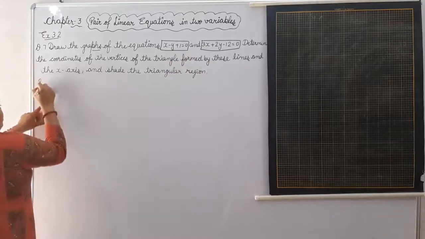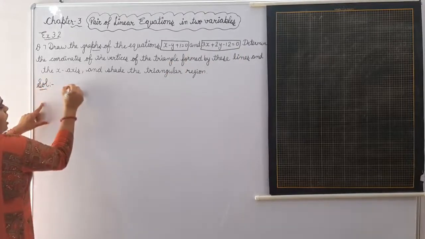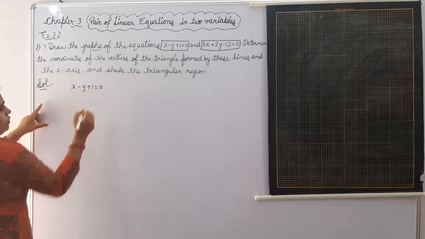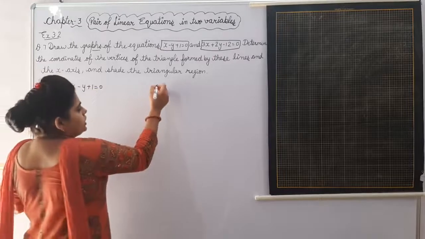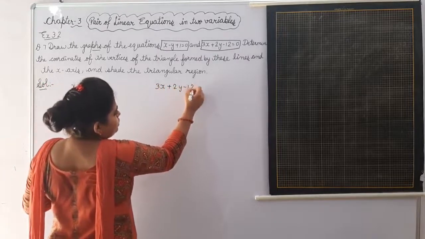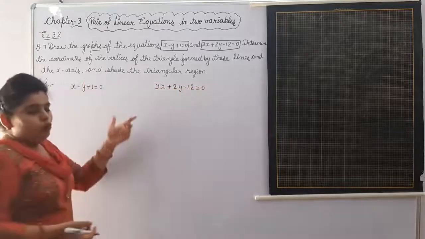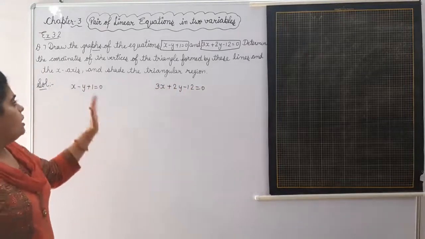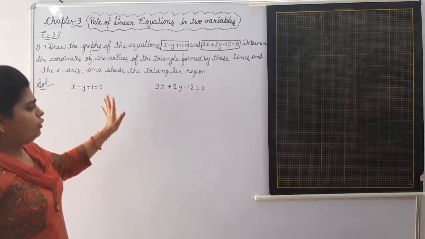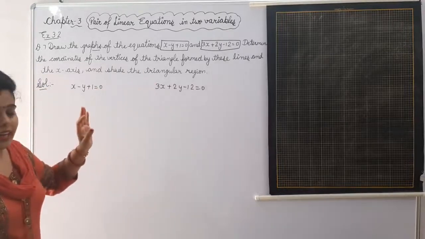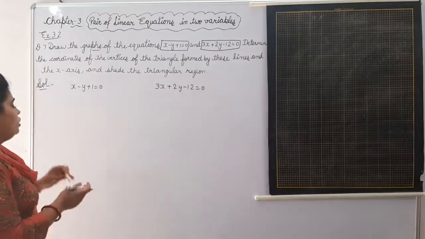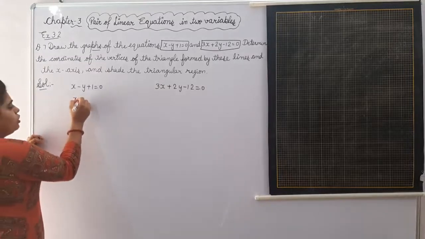What will we do in the solution? Our first equation is x minus y plus 1 is equal to 0 and second equation is 3x plus 2y minus 12 is equal to 0. We have to draw the graph. Firstly, we will draw the graph of the first line. After drawing it, we will come to the second line. For drawing the graph, we need solutions. And you know very well how to find solutions.